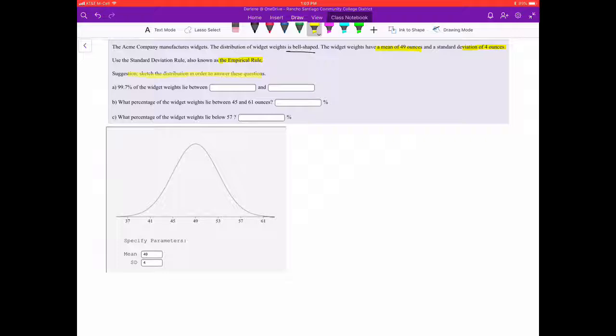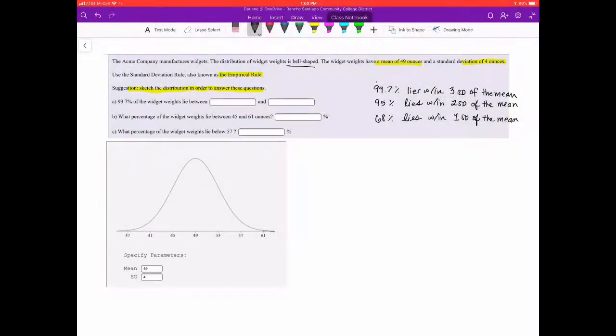So recall that with the empirical rule, 99.7% lies within 3 standard deviations of the mean, and 95% lies within 2 standard deviations of the mean, and 68% lies within 1 standard deviation of the mean. So drawing the bell curve as I did below, notice that I put a mean of 49 ounces and a standard deviation of 4 ounces.